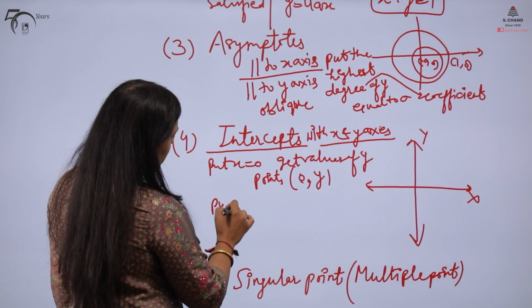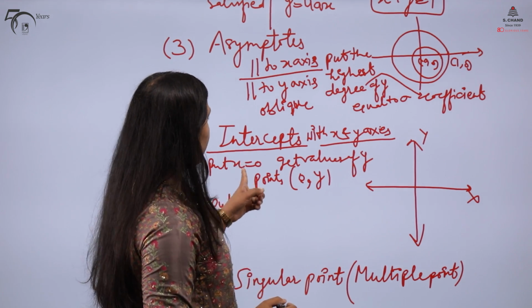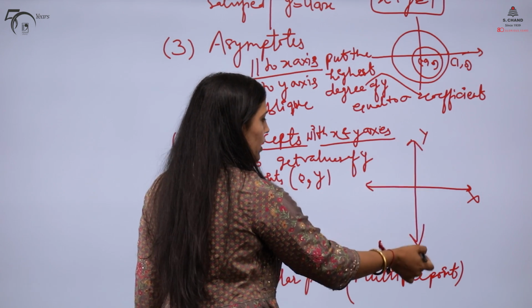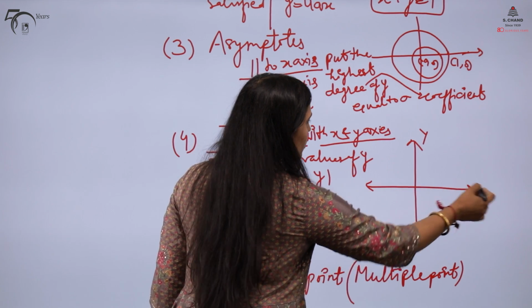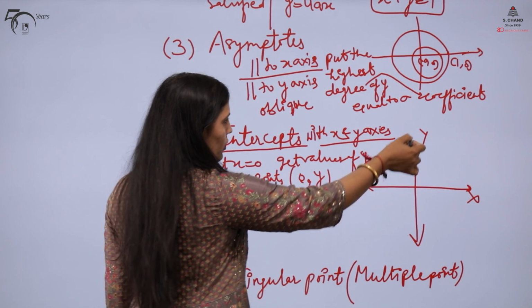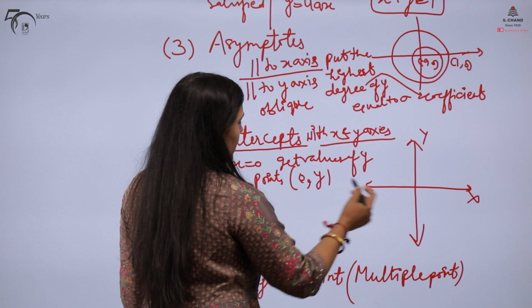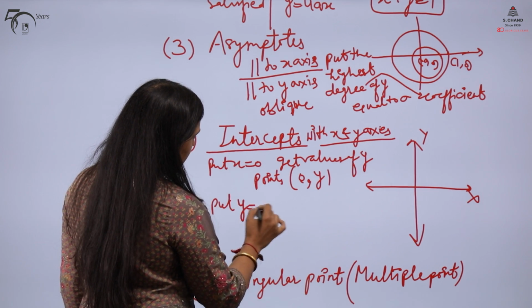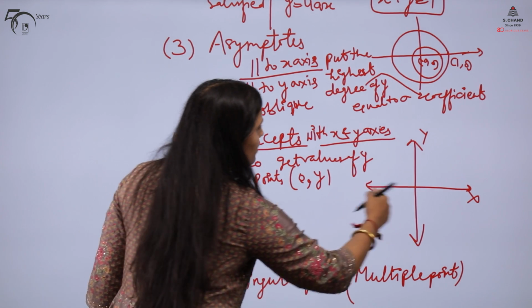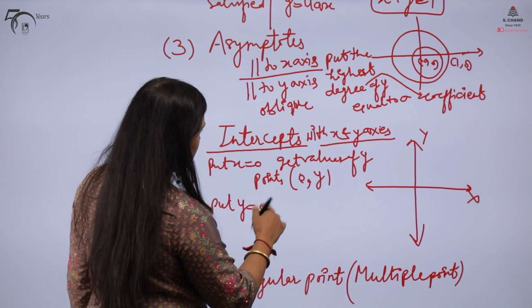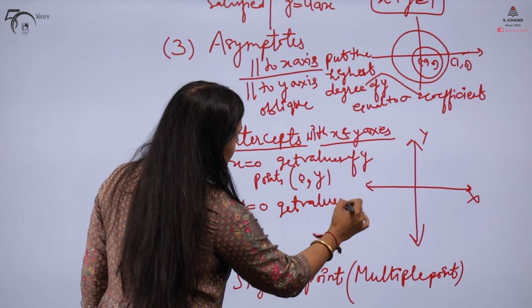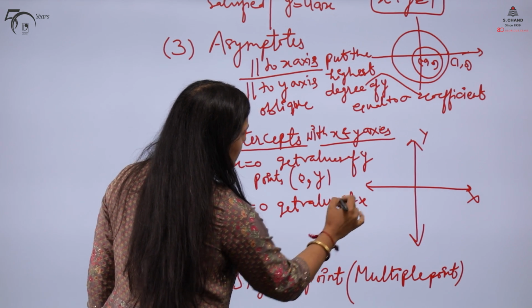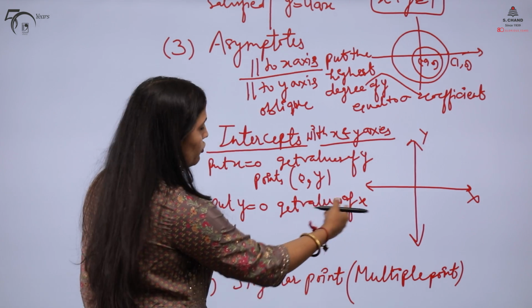Then, x equal to 0 means what? On this line x is 0, so if your x is 0, the points will be on the y-axis. And then for the x-axis, put y equal to 0. On this complete line your y is 0. So put y equal to 0 and get the values of x, and you get these values from the given equation of the curve.